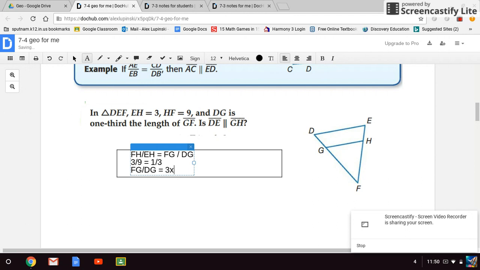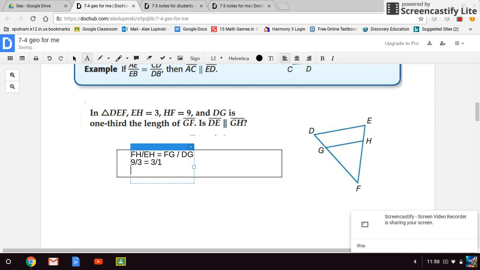If FG is 3 times the length of DG, then FG is actually 3x. I think I did this backwards. Oops. So, I did it right. Oh, this should be switched. Just kidding. So 9 divided by 3, so it's going to be 3 over 1, or 3.